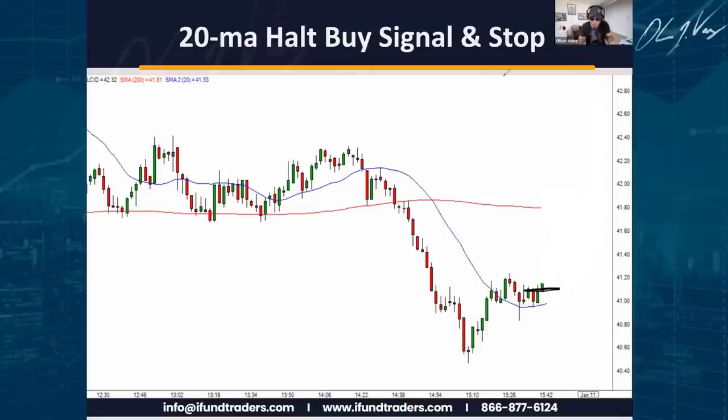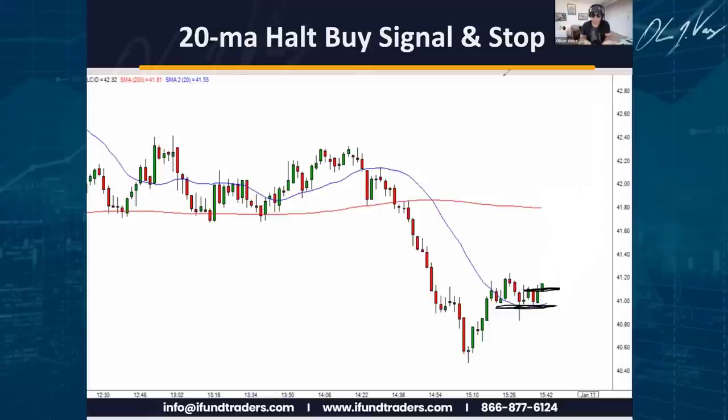You don't wait for that green bar to finish trading. You don't doubt. You don't hesitate. You don't call the psychic hotline. You don't seek for anything else. You just hit the darn buy button and immediately protect yourself. Here's how we protect ourselves. We're going to go under that halt. So wherever the halt happened, we're going to put a protective stop under the halt.